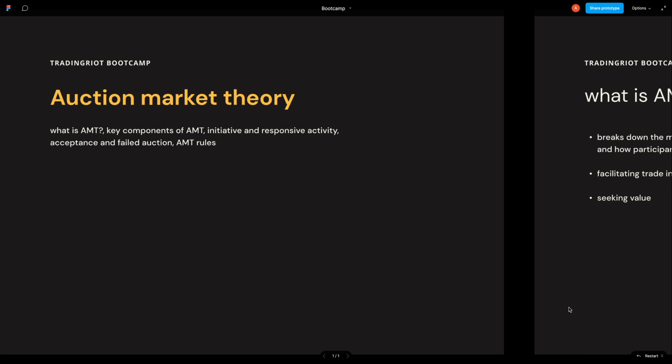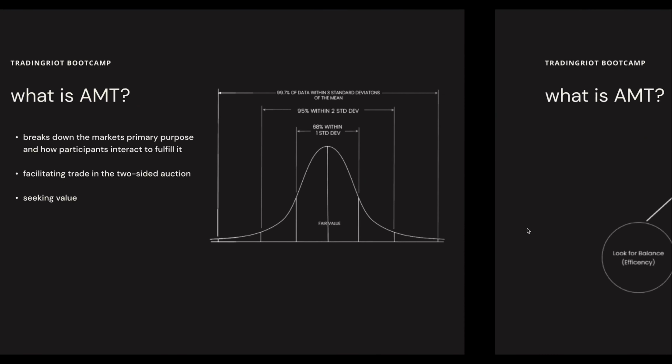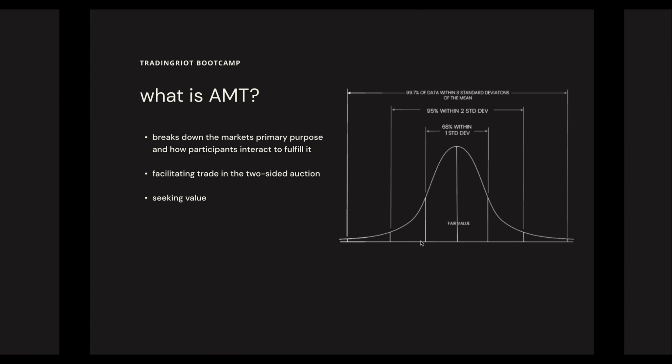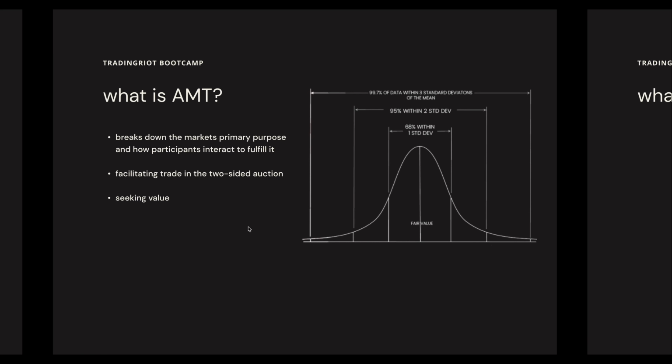So, what is the auction market theory? The auction market theory basically breaks down the market's primary purpose and how participants interact to fulfill it. This purpose is basically facilitating trade in the two-sided auction and seeking value. This whole concept was created by Peter Steidlmayer back in the 70s, who is also the creator of the market profile.